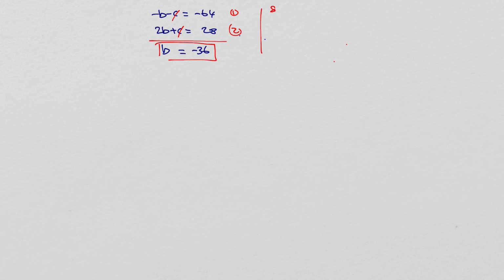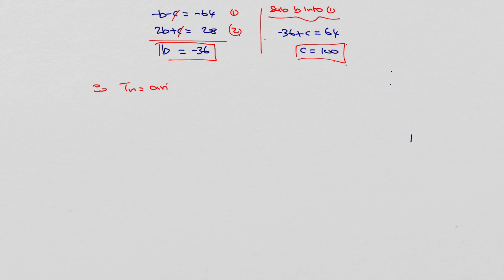So I'm going to sub b into 1, which is minus 36 plus c is equal to 64. And therefore c is equal to 64 plus 36, which is 100. So therefore we say our general equation an squared plus bn plus c is going to take the form of 4n squared minus 36n plus 100.